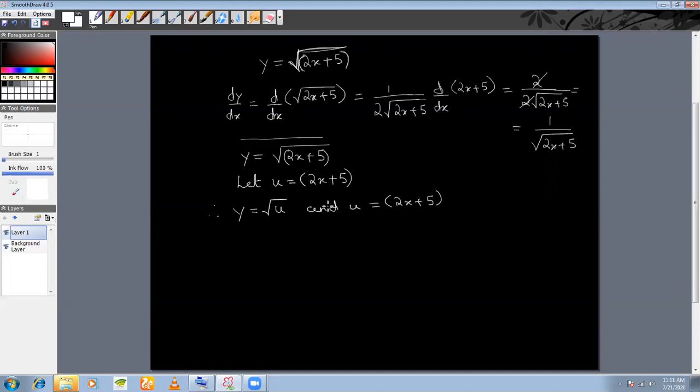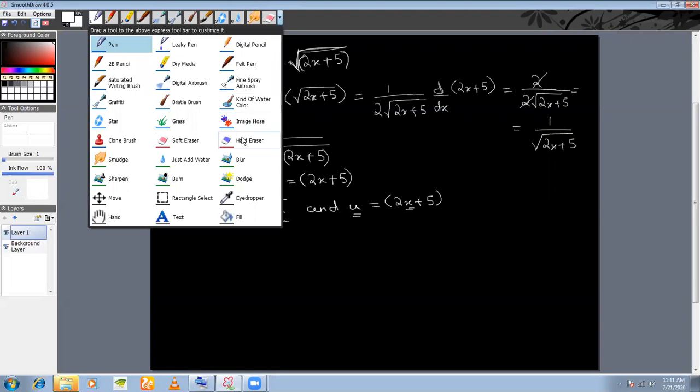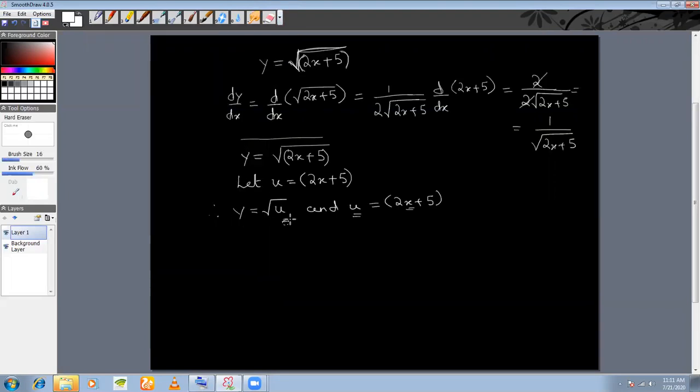So what do you see? y has now actually become a function of u, and u has become a function of x. So now I differentiate them separately. That is, I find dy/du, because y is a function of u. What is dy/du? It is d/du of root u.